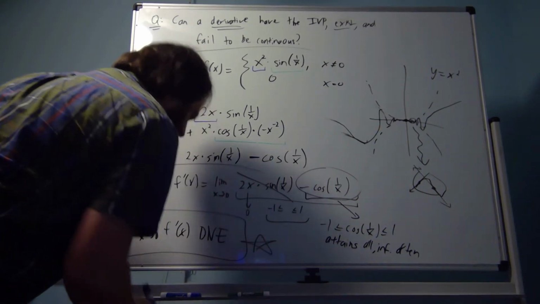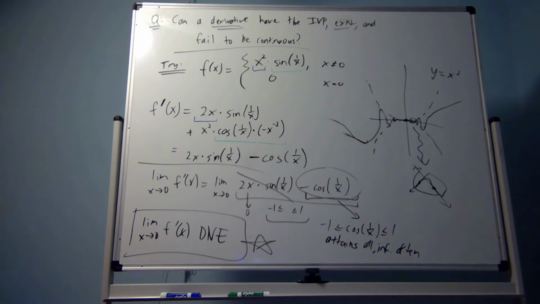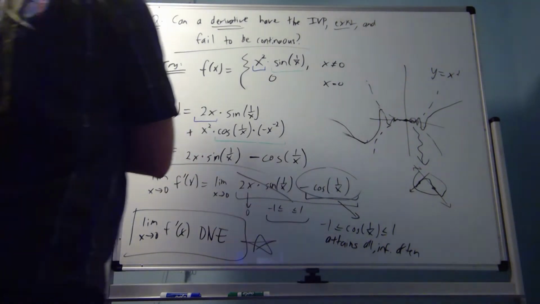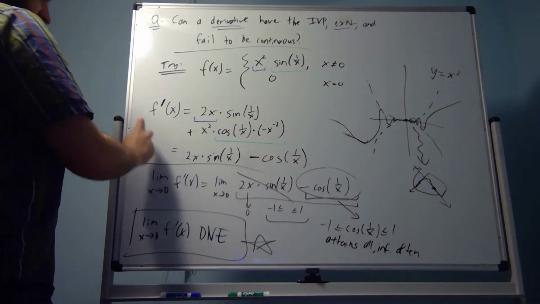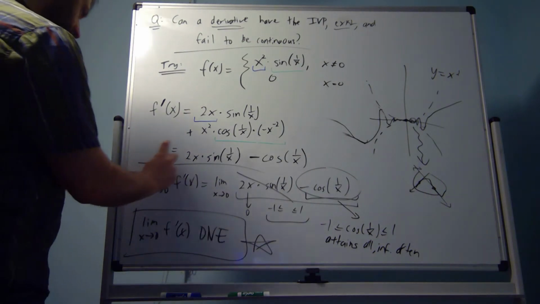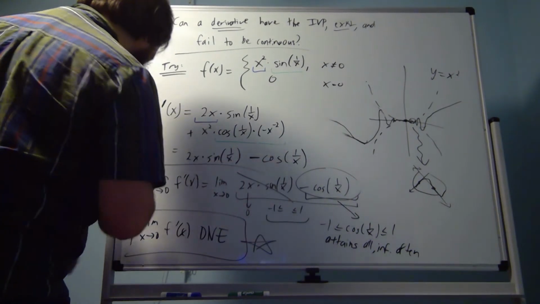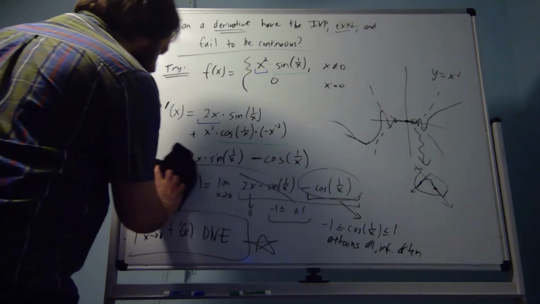This is what I wanted to keep from that discussion. There are two different questions. Does the limit exist as x approaches 0 of f prime of x? And does f prime of 0 exist?